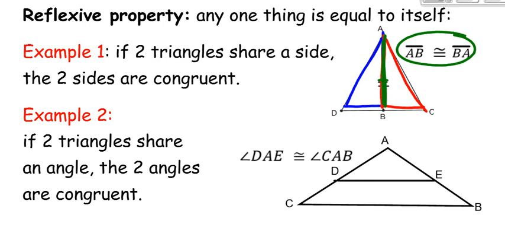Example 2 is I have a large triangle and then I have a smaller triangle on the inside of it. As you can see, they are sharing this angle right here. So I could say that angle DAE is congruent to angle CAB because they're sharing the same angle. That is the reflexive property.